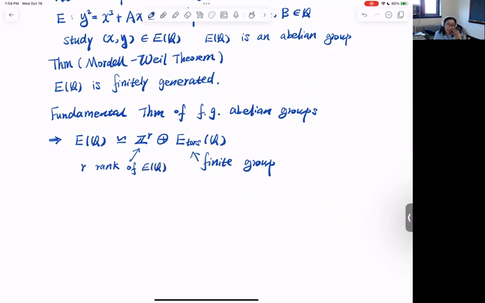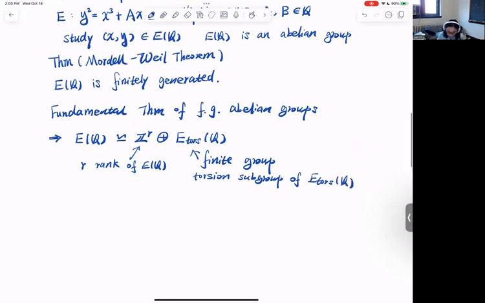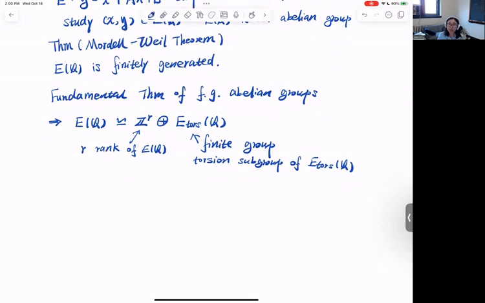Every abelian group is a Z-module, right? Then it's a finitely generated Z-module. It will have a free part, and this r is the rank of this free part. So it's often referred to as the rank of E(Q). And then there will be a finite part, the torsion part, called the torsion subgroup of E(Q). Okay, so great. So now we know a little bit of the structure of what E(Q) is as an abelian group.